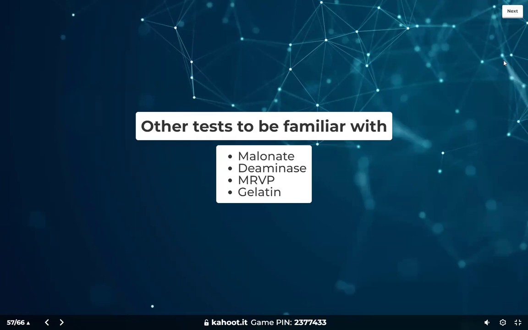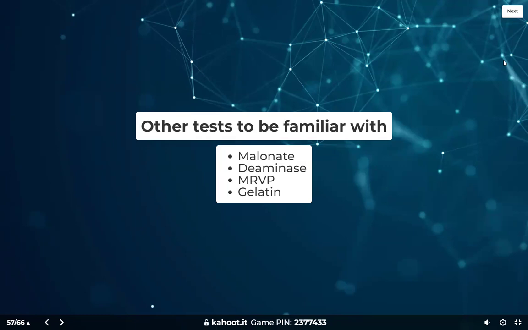Deaminase, we're looking at phenylalanine deaminase. That's an enzyme that deaminates, or removes the NH2 group, from the amino acid phenylalanine. If you have deaminase, then you will remove that amine group. We'll add ferric chloride to the slant, and the slant will turn green if you're positive for that. If you're negative, it'll just stay that golden yellow color.